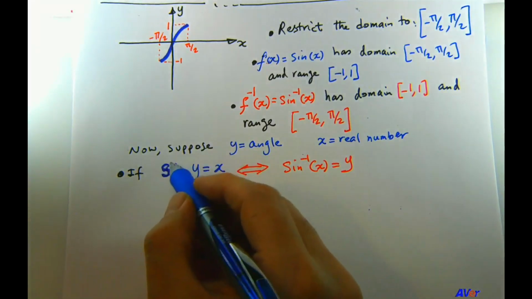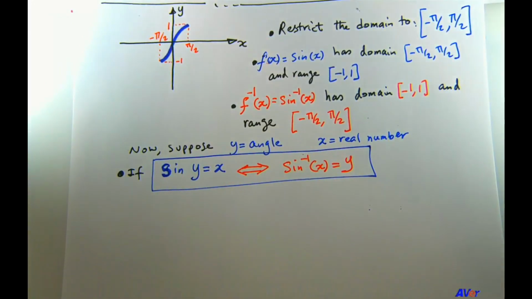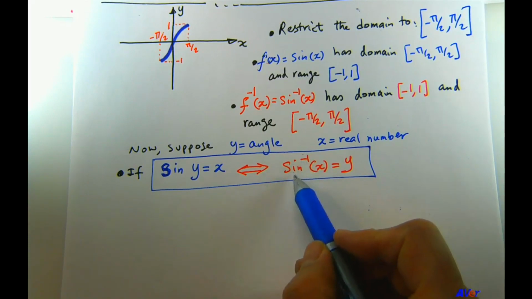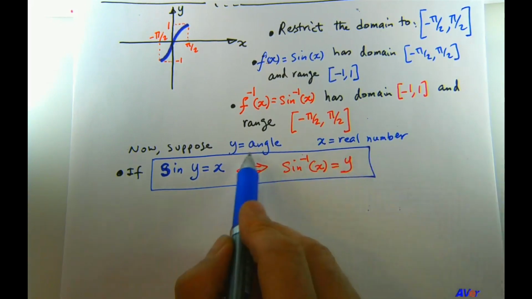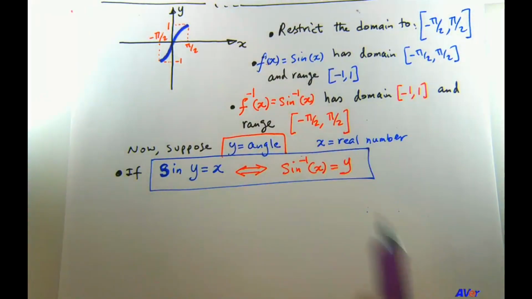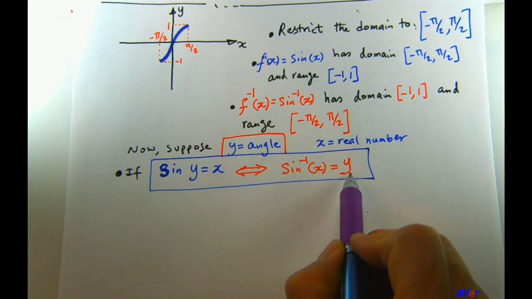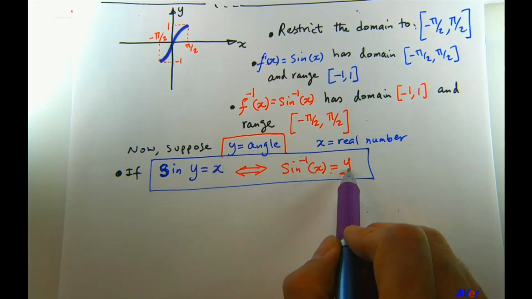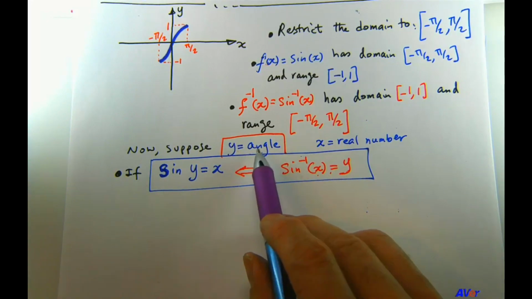This is very, very important. It's very, very important because it tells you that the result of any inverse trigonometric function is always an angle. I want to box this too because this is what I'm trying to emphasize. Let me repeat this. The result of any inverse trigonometric function is an angle. So the other side, whatever it is, it's an angle. And x is any real number, and y is an angle.